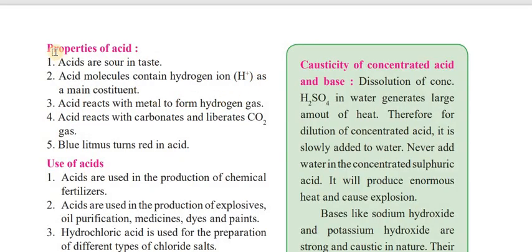Next one, the properties of acid. You have to write at least 4 properties of acid. First one, acids are sour in taste. They contain H+ ions. Acid reacts with metal to form hydrogen gas. And last one, blue litmus paper turns red in acid.